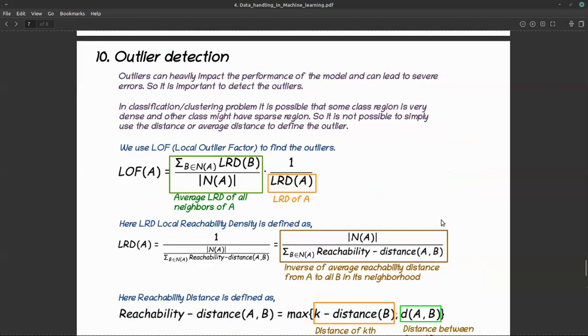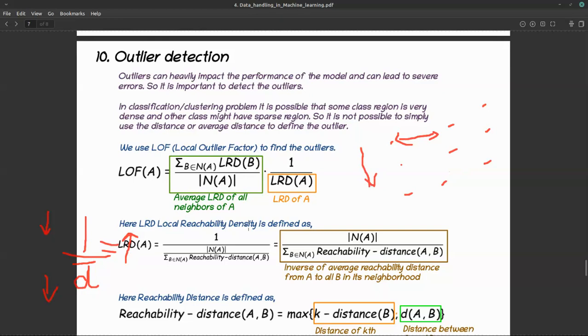Now, what is density? Density is nothing but the inverse, the reciprocal of average distance, right? So as the distance increases, my density will decrease. This makes sense, right? If points are very far away from each other, the distances are higher. These reachability distances are higher, so my density would be low. This is not a dense cluster, right? As the distance decreases, my density will increase.